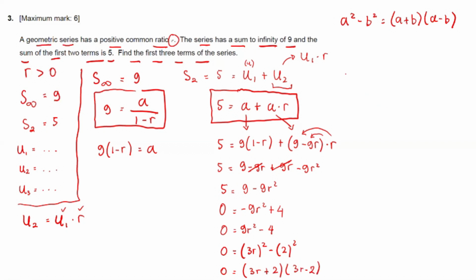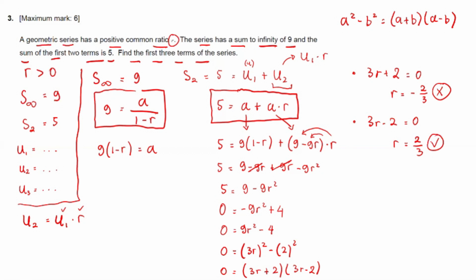All right, now we have two options for our r, meaning that we can have 3r plus 2 equals to 0. Meaning that we have r equals to, I'll do it quick here, negative 2 over 3. Or the second one, we can have 3r minus 2 equals to 0. Meaning that r equals to 2 over 3. Now we know that the ratio is going to be bigger than 0. Okay, so we reject this answer here, but we take r equals to 2 over 3. Okay, that's the r that we know.